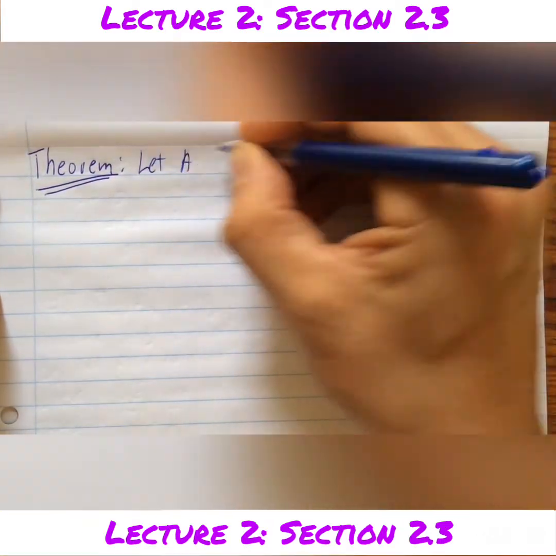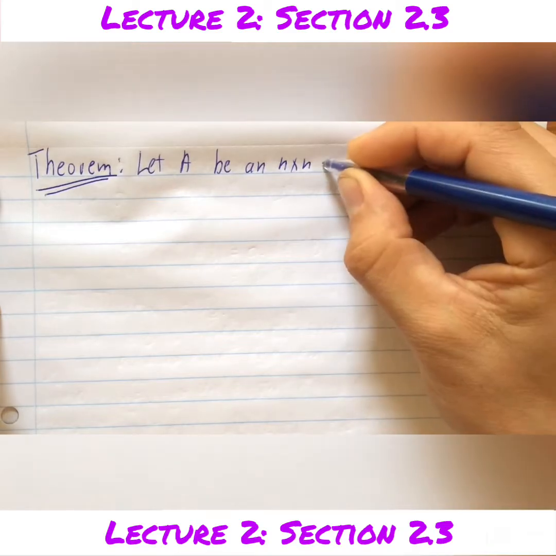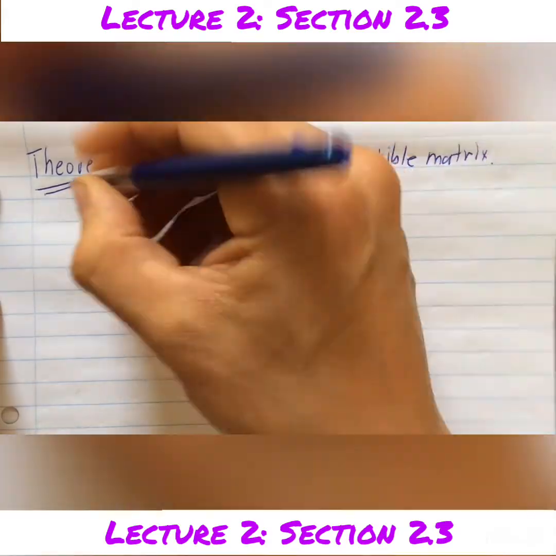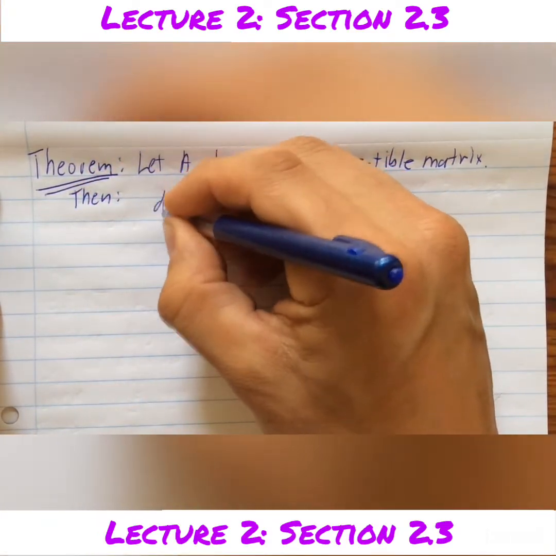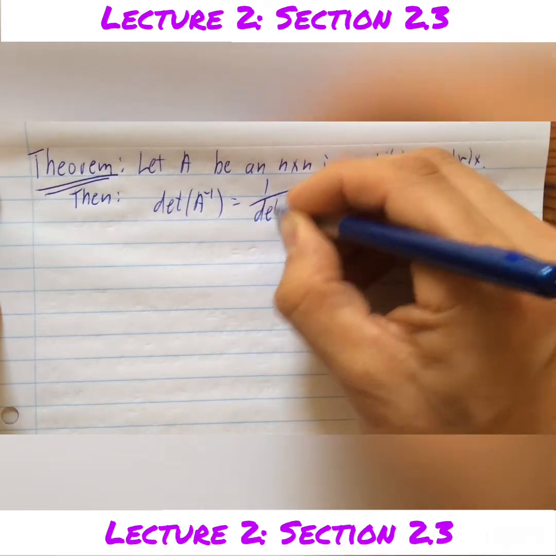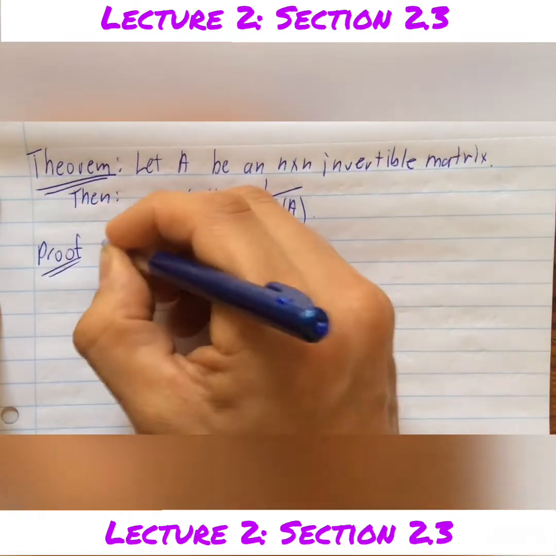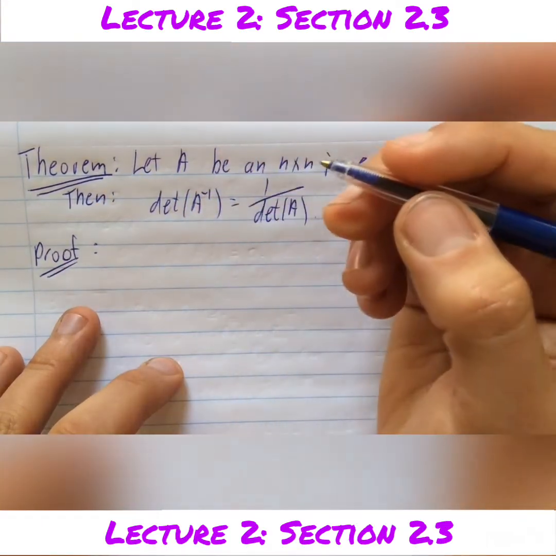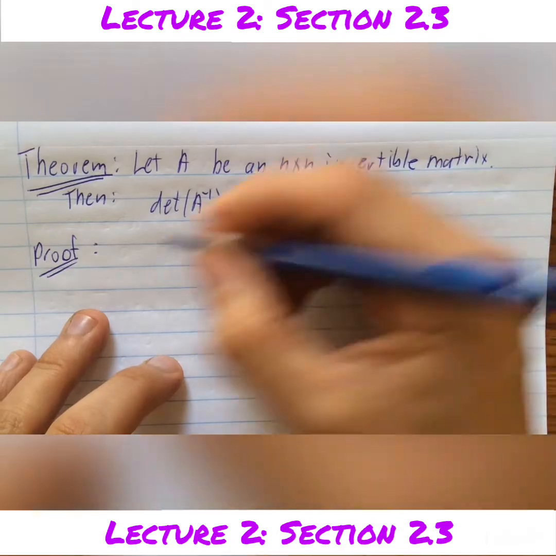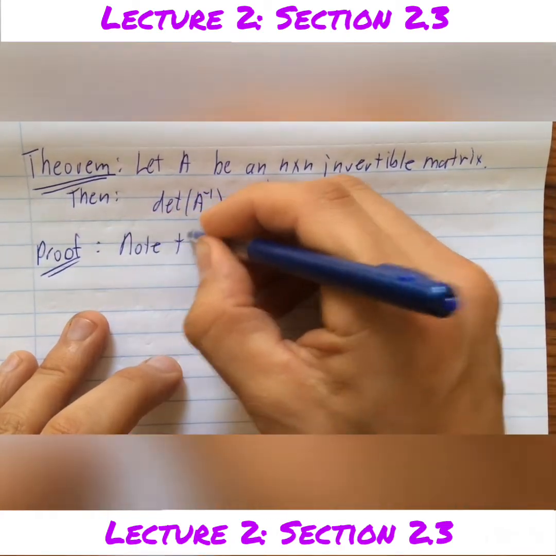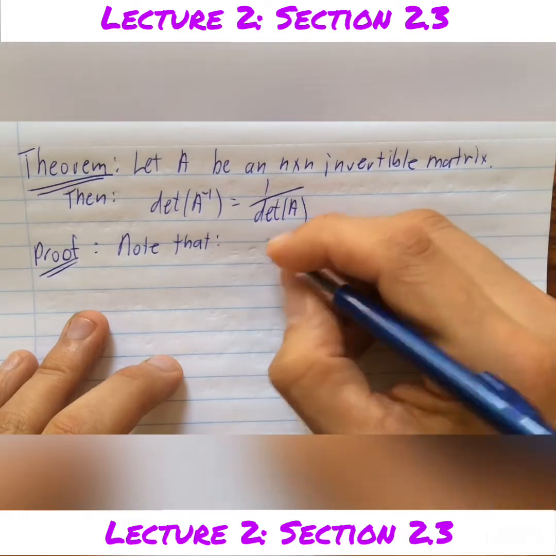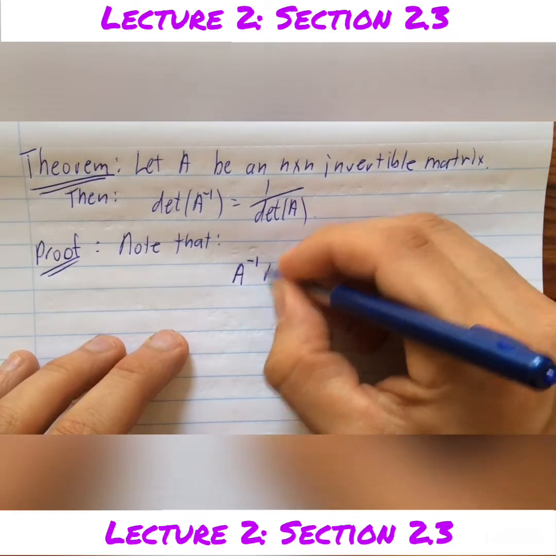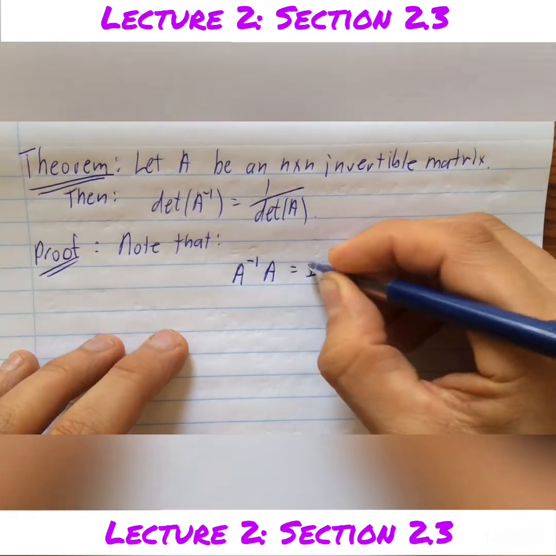So let A be an n by n invertible matrix. Then the determinant of the inverse is 1 over the determinant of A. And the way we do this is very simple. This is also a nice little exercise to apply the theorems we've done up until now. So all you do is, essentially, because A is invertible, we know that if we multiply the matrix A inverse with A, that'll give us the identity matrix.